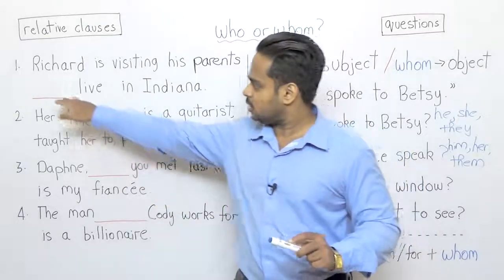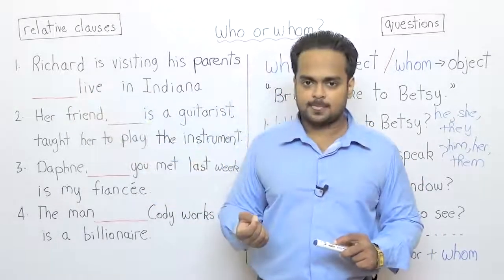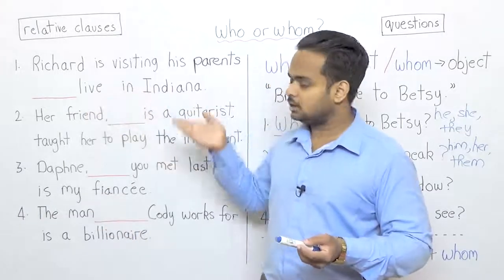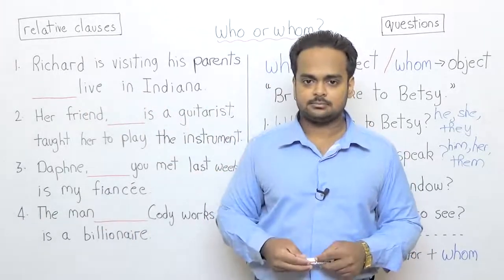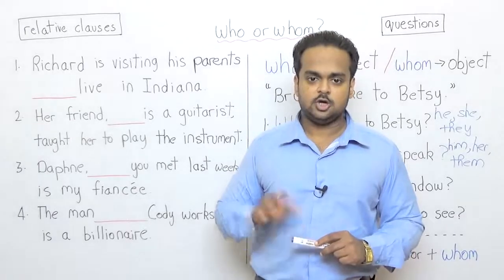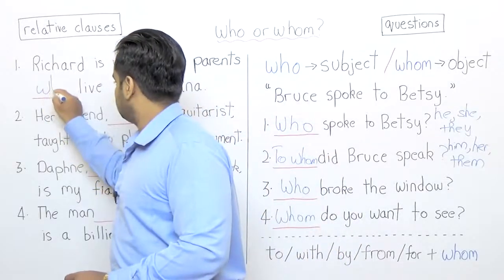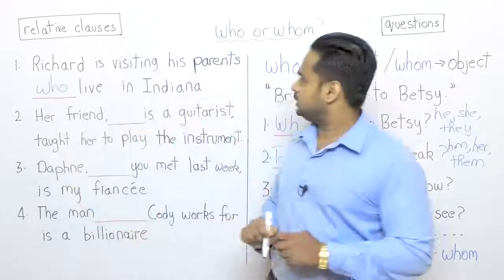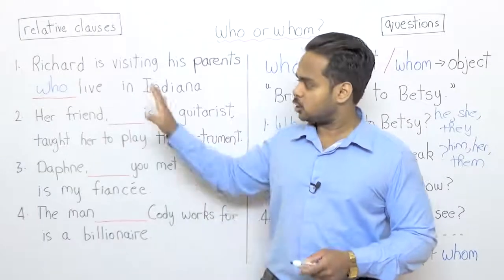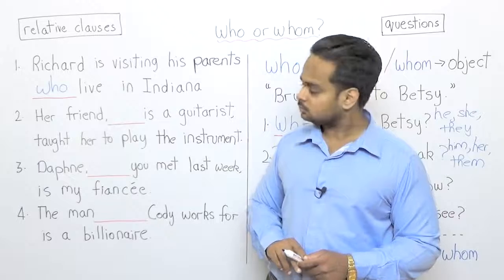And we want to focus on the second sentence. So instead of his parents, can you say they or them? Can you say they live in Indiana or them live in Indiana? Them live in Indiana is wrong. They live in Indiana is correct. So no M, no whom. Simple. So Richard is visiting his parents who live in Indiana. Just remember that this is not a question. This who just refers to his parents.